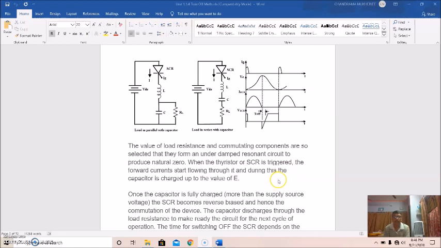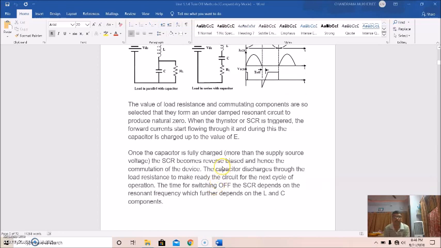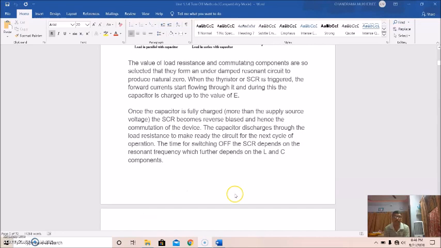When the SCR is triggered, the forward current starts flowing through it, and the capacitor is charged up to the value of E. Once the capacitor is fully charged, the SCR becomes reverse biased and the device is commutated. The capacitor discharges through the load resistance and makes the circuit ready for the next cycle of operation. The time of switching off the SCR depends on the resonant frequency, and further on L and C.